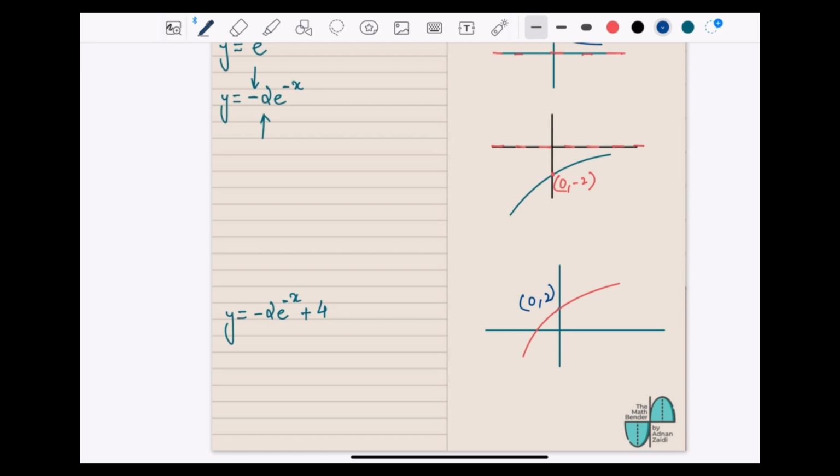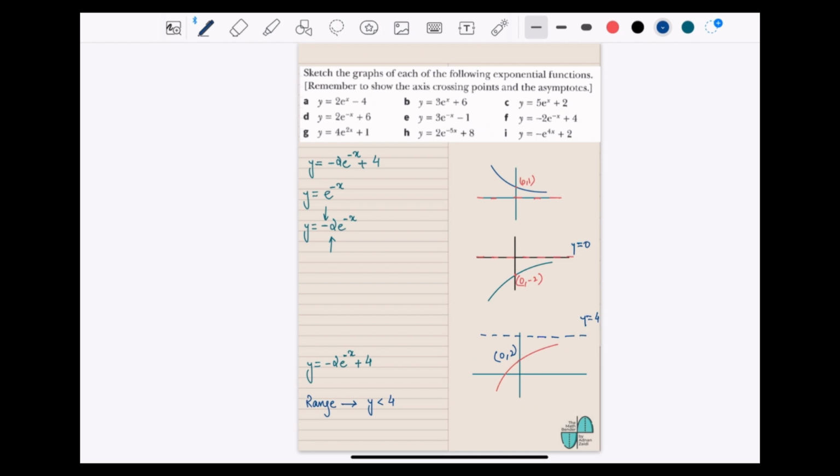The asymptote, since it was initially at y equals 0, also moved 4 units upward and is now at y equals 4. The range of this function is y is less than 4. I hope I have made myself clear. This is all you need to know in this graph.